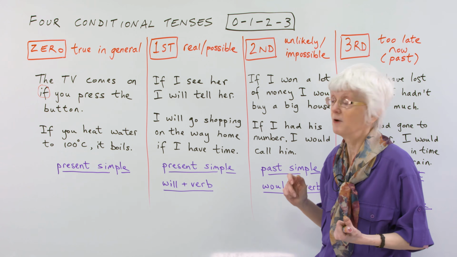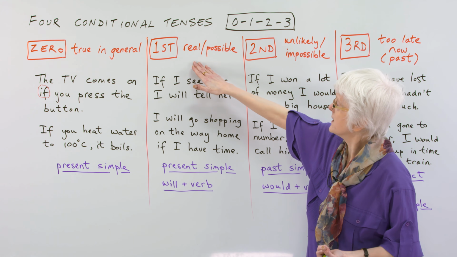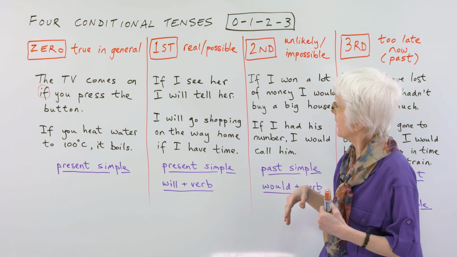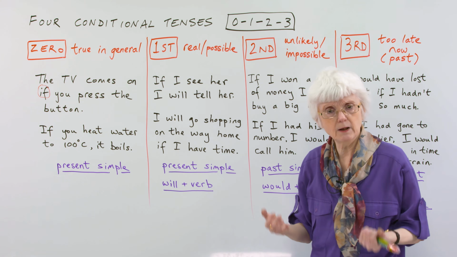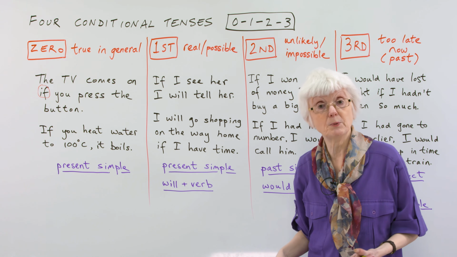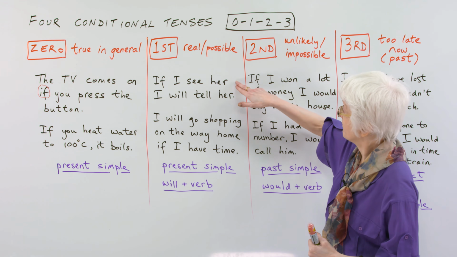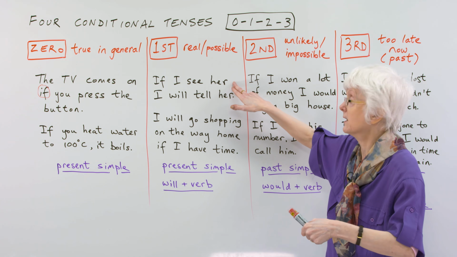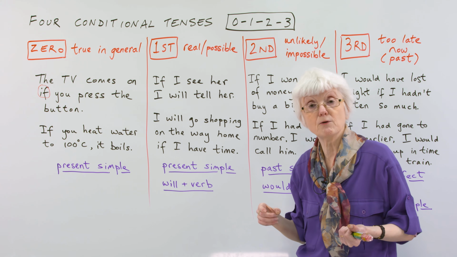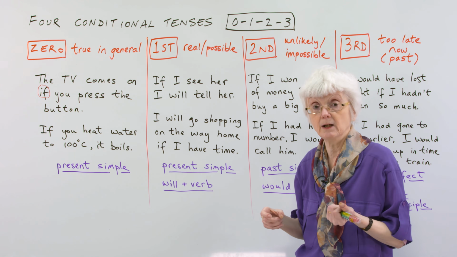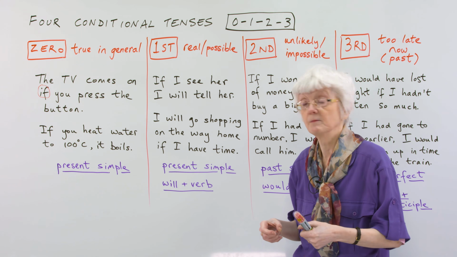Right, so let's move on to the first conditional. And these are things which are sort of real things in real life, things which are possible, things that you feel are possible. So, if I see her, I will tell her. If you see your friend, you have something to tell her. So if I see her, I will tell her.